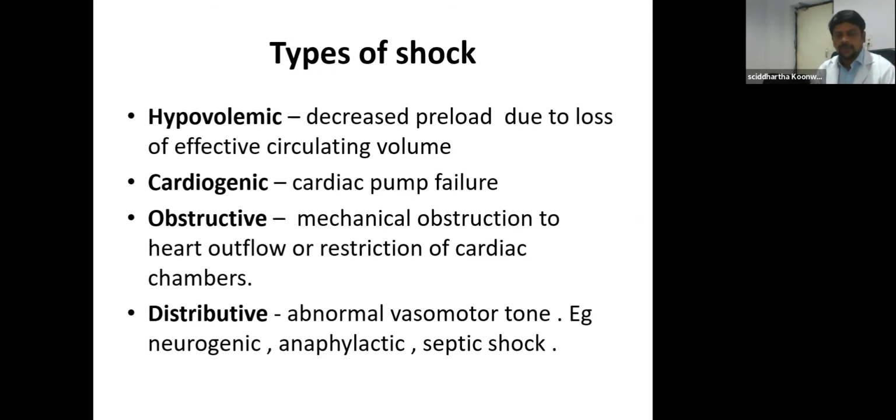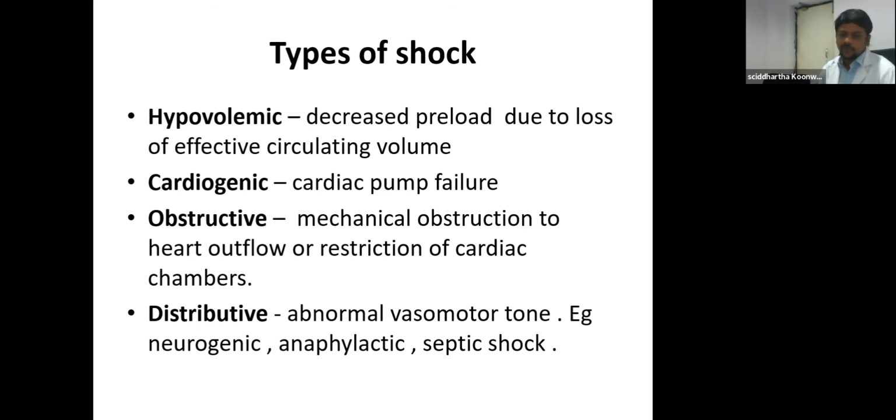Cardiogenic shock: the basic mechanism present is cardiac pump failure. It is seen in patients of congenital heart disease, viral myocarditis, or cardiomyopathy. Obstructive shock is due to mechanical obstruction to heart outflow, or restriction of the cardiac chambers, as seen in cases of tension pneumothorax, pericardial effusion, cardiac tamponade, or pulmonary thrombosis.